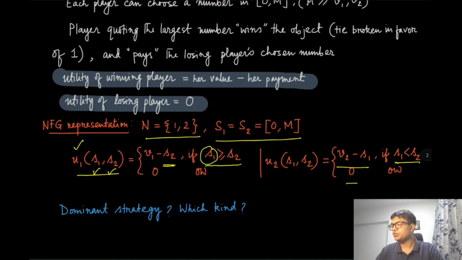Now I am going to argue, you can perhaps pause at this moment and think about which kind of dominant strategy it has. I am going to argue that the strategy where Si is equal to Vi is going to be a weakly dominant strategy. So what does weakly dominant strategy mean?